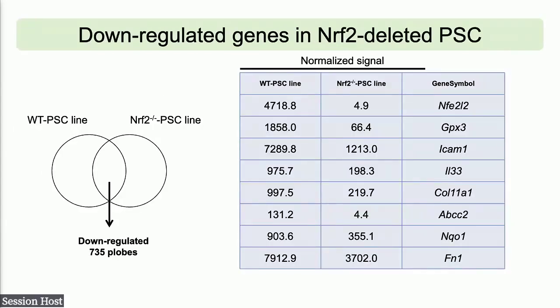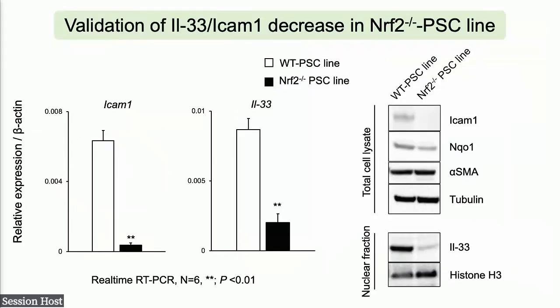And microarray analysis identified decreased expression of NRF2 target molecules such as glutathione peroxidase 3, NQO1, and ABCC2. And together with these genes, IL-33 and ICAM1 were downregulated in the NRF2-null PSC line. We also validated IL-33 and ICAM1 expression in the NRF2-null PSC line and wild-type PSC line. NRF2 deletion decreased IL-33 and ICAM1 mRNA expression significantly, and nuclear expression of IL-33 and ICAM1 were also reduced in the NRF2-null PSC line.